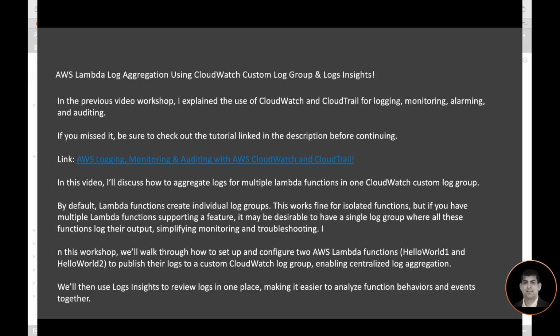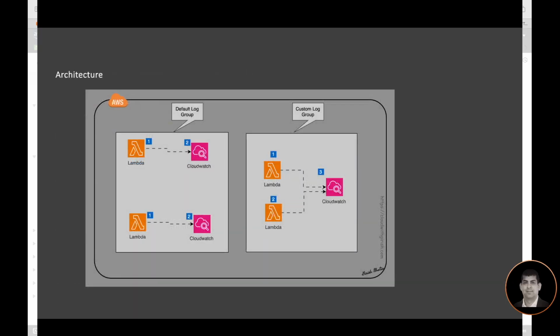In this workshop, we will walk through how to set up and configure two AWS Lambda functions. I'll name them HelloWorld1 and HelloWorld2 to publish their logs to a custom CloudWatch log group, enabling centralized log aggregation. We will then use Log Insights to review logs in one place, making it easier to analyze the functions' behaviors and events together. Let's look at a simple architecture diagram.